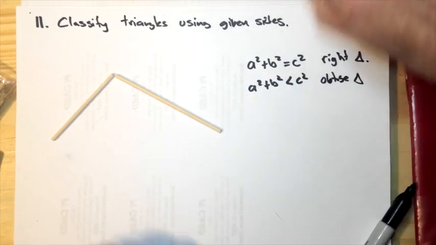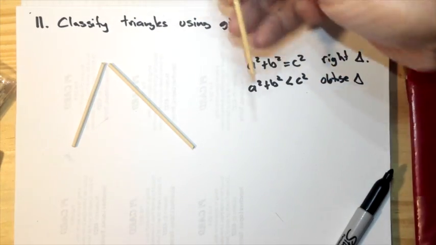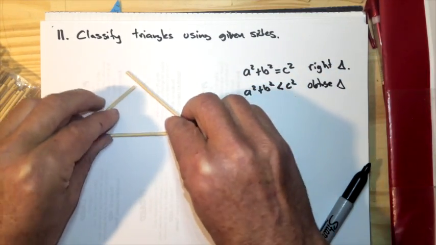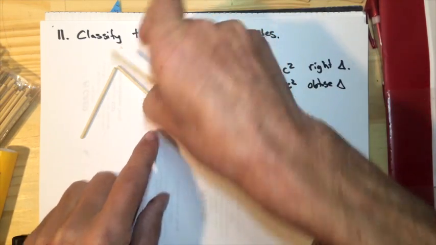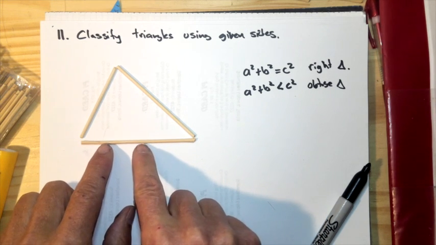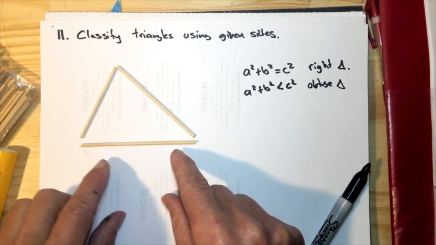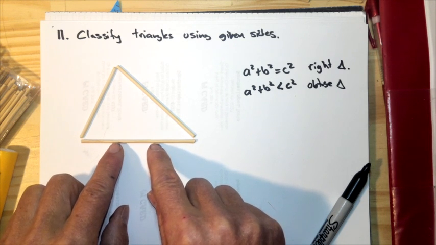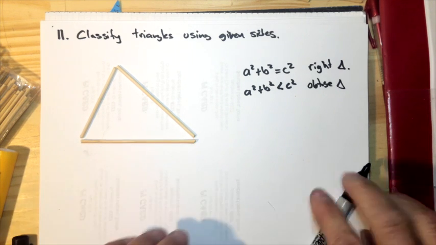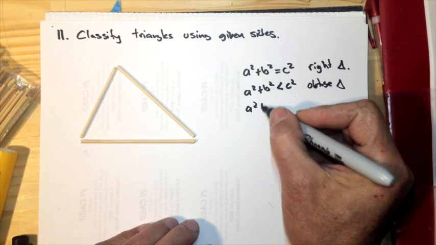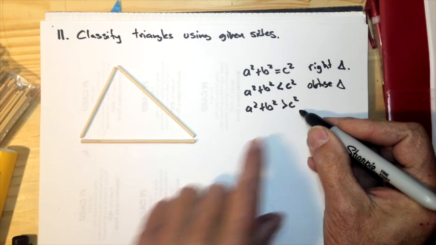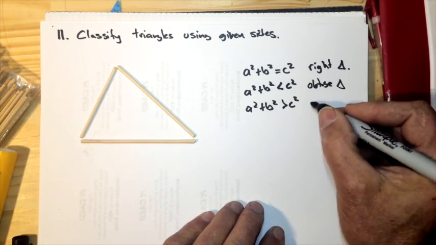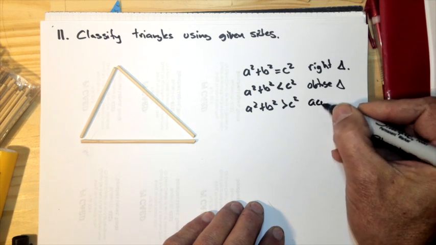If we took a smaller side, like if this was just too small, then we probably have an acute triangle. This is still the longest side, so I really have to look at whether the longest side is too short to make a right triangle. If it was a little bit longer, it would be right, but this is too short. So a squared plus b squared is greater than c squared. Notice that c, being the longest side, is too short, and it's acute.